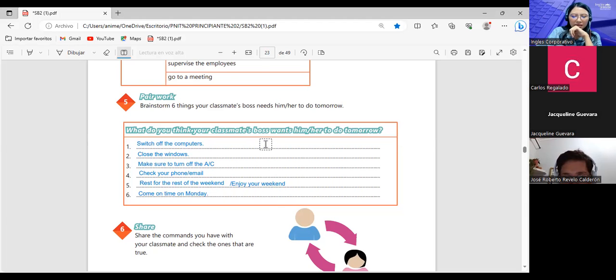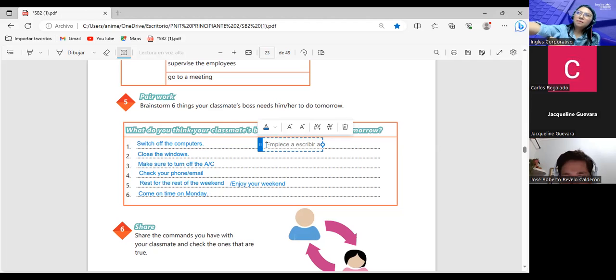Algo que le dijeran negativo. O sea, con una redacción negativa, con don't. Cosas que me piden que no haga. Tal vez durante el fin de semana, ¿eh? Don't go to work tomorrow. Oh, don't come to work tomorrow. Don't go to work. No vayas a trabajar mañana. Okay. Don't go to work.